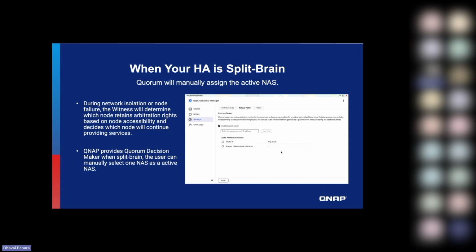So in this scenario, you want to have a witness server, also called a quorum server, which could be your DNS server or the DHCP server on your network. That could even be your router.